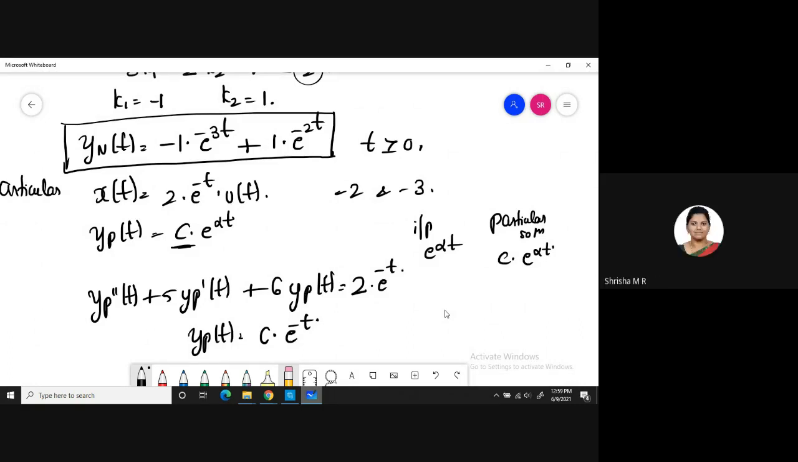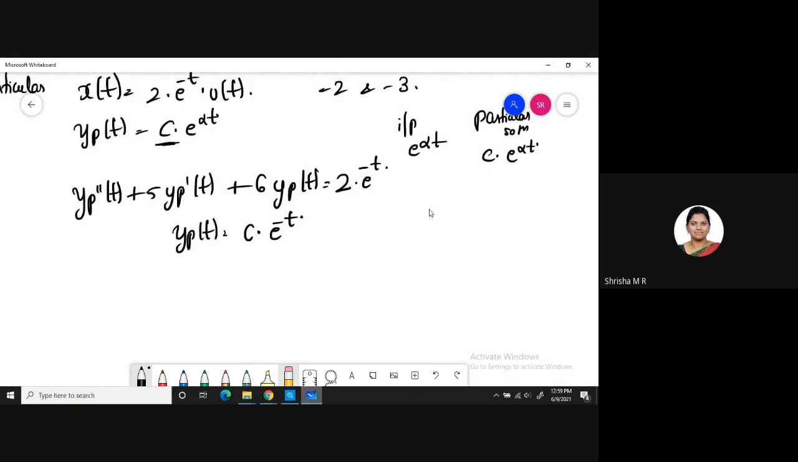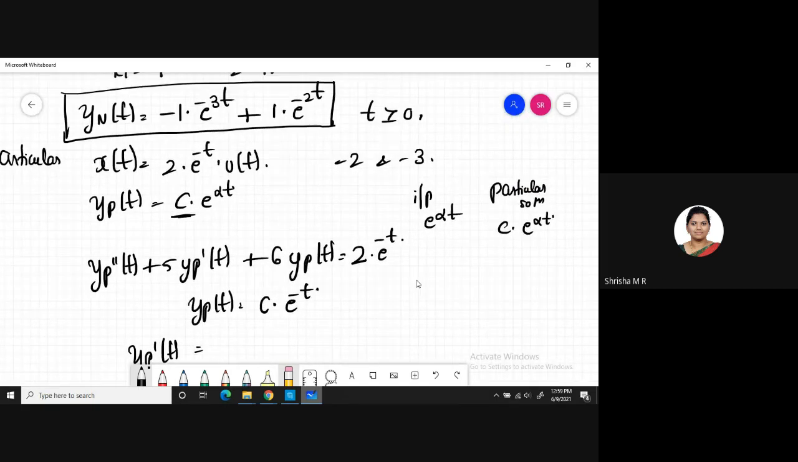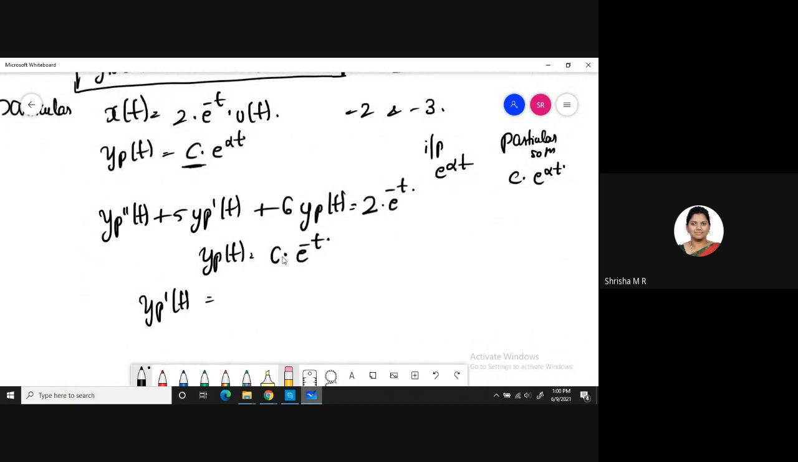Now yp of t is equal to c into e power minus t. It is of this form. You understood how we got this? The input is 2 into e power minus t into u of t, so the particular solution is some constant into e power minus t. We have got this particular solution from the input only. So we have c into e power minus t. That is the particular solution.